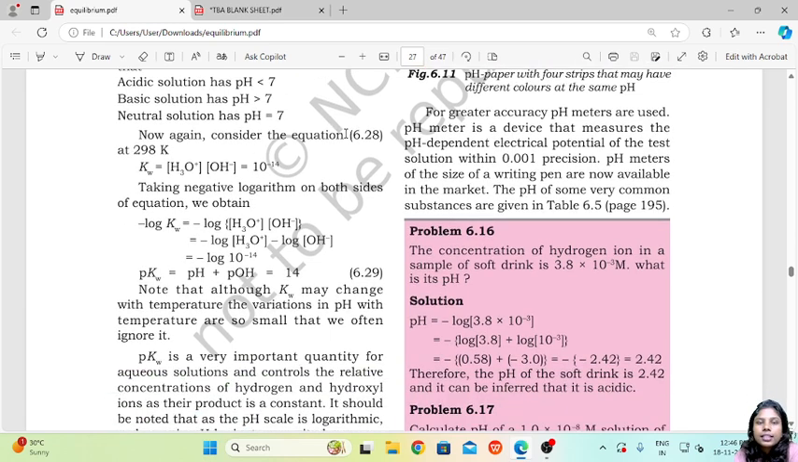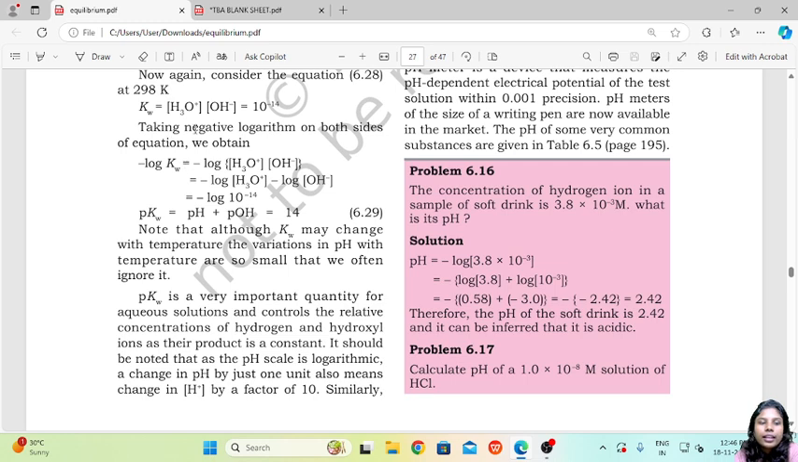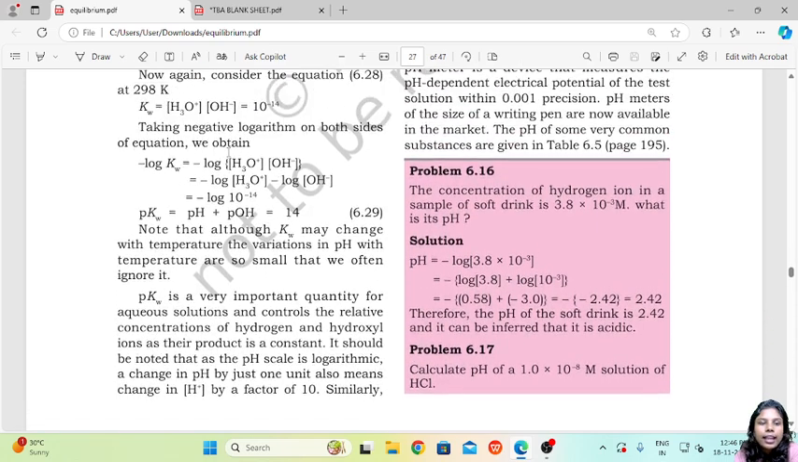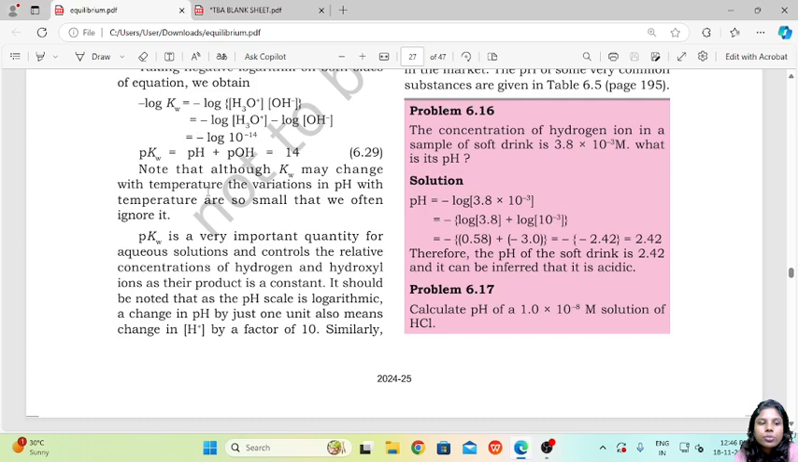Now again let's consider the equation Kw equals H3O plus times OH minus. This equals, we know, 10 raised to minus 14. Now if we take the negative logarithm on both sides of the equation, we'll say minus log of Kw equals minus log of the product of these two. Then we can directly write minus log of H3O plus minus log of OH minus, which equals minus log of 10 raised to minus 14. So pKw equals pH plus pOH, which equals 14.